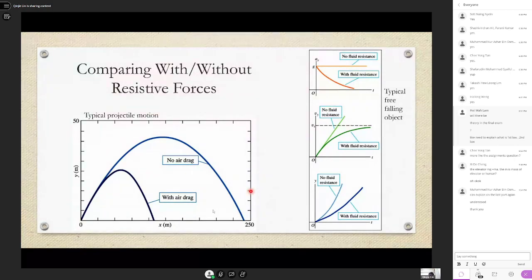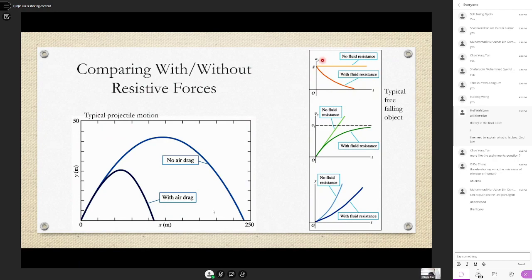Okay, so to continue looking at graphs, compare with and without resistive forces. Typical projectile motion, remember that last week we talked about projectile motion. If there's no air drag, it will be a very nice tall curve. But with air drag, it will become shorter, because at every point in time, there will be forces trying to slow it down. So it will have a shorter height, and it will end up closer.